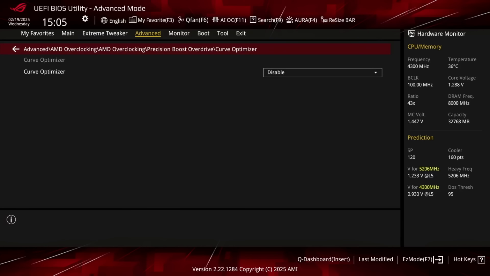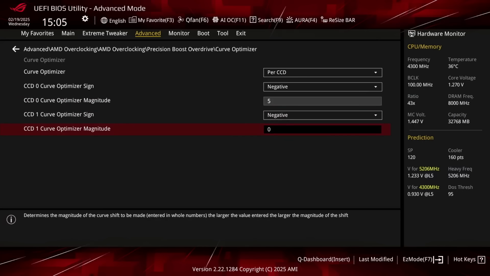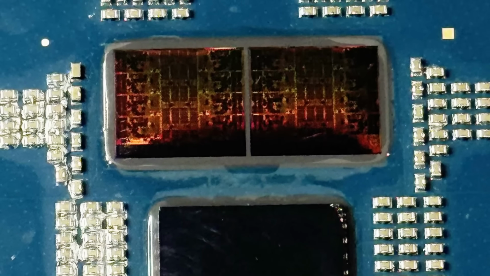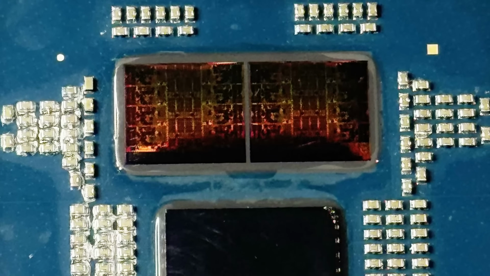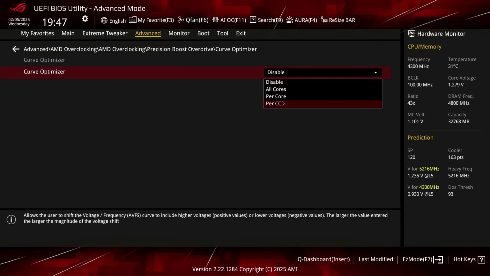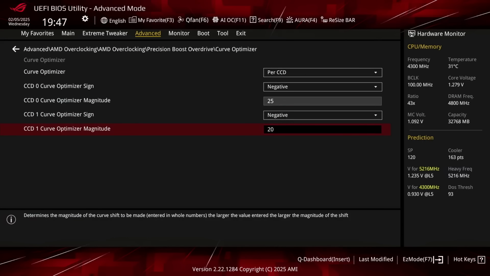So when I increase the negative curve optimizer setting in steps of 5 points, I quickly check stability with each of these applications. Once I find an instability, I back off on the curve optimizer and check stability across the benchmark suite. For dual CCD Ryzen CPUs, I strongly recommend to set a per CCD curve optimizer because the CCDs are usually quite different in quality. They have a different Fmax after all. With this CPU, I could set CCD0 to -25 and CCD1 to -20.